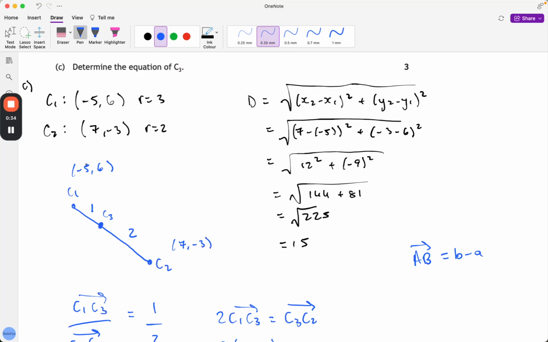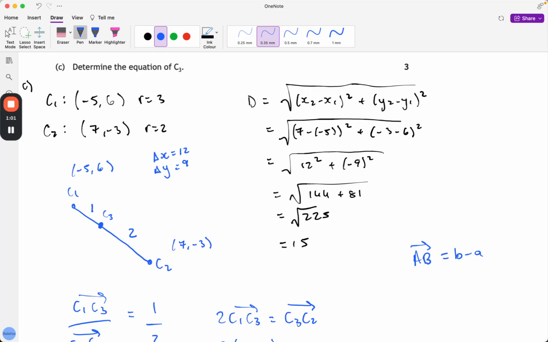So what I'm going to do first is think about what is your change in x. So we went from minus 5 up to 7. So minus 5 up to 0 is 5, 0 to 7 is 7. So that's a total change of 12. So our little change in x here is 12. And our change in y, we went from 6 to minus 3. So 6 down to 0 is 6, 0 to minus 3 is 3, so that's a total difference of 9.